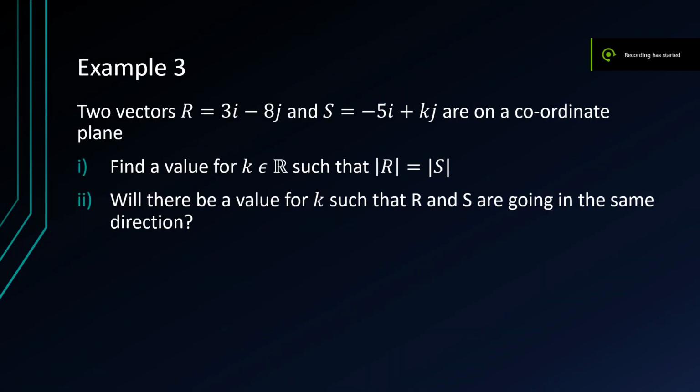So here is the last example. Two vectors r and s, where r is 3i minus 8j and s is 5i plus kj, are on a coordinate plane. Find a value for k, an element of the reals, such that the magnitude of r is the same as the magnitude of s. And will there be a value for k such that r and s are going in the same direction?